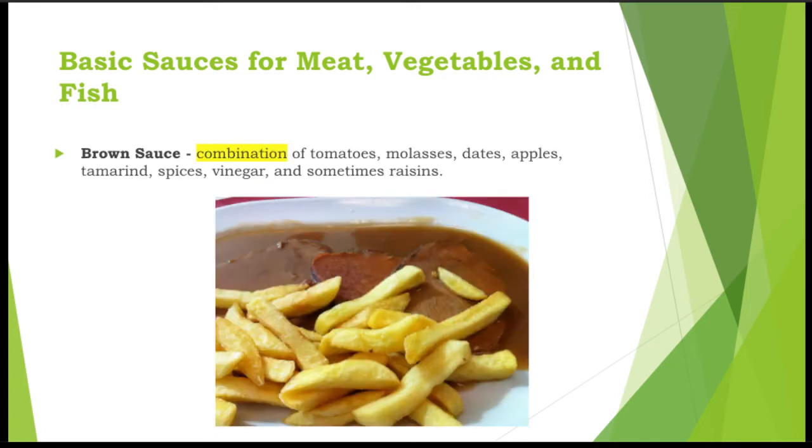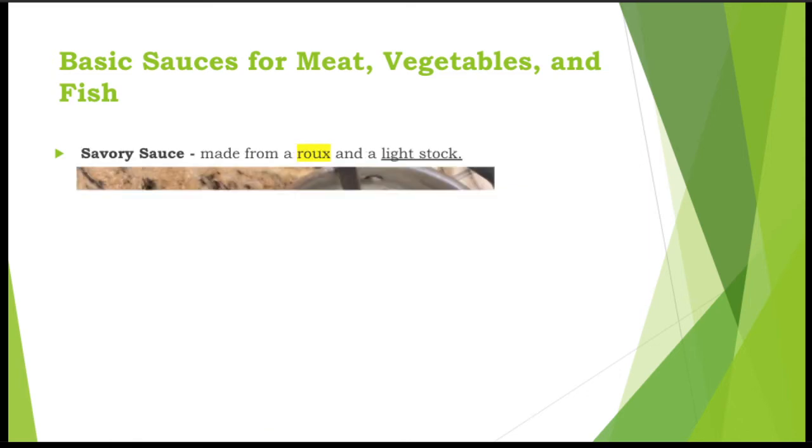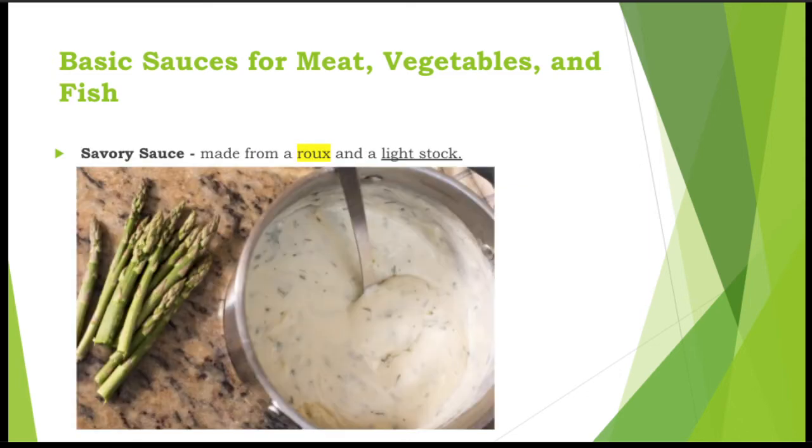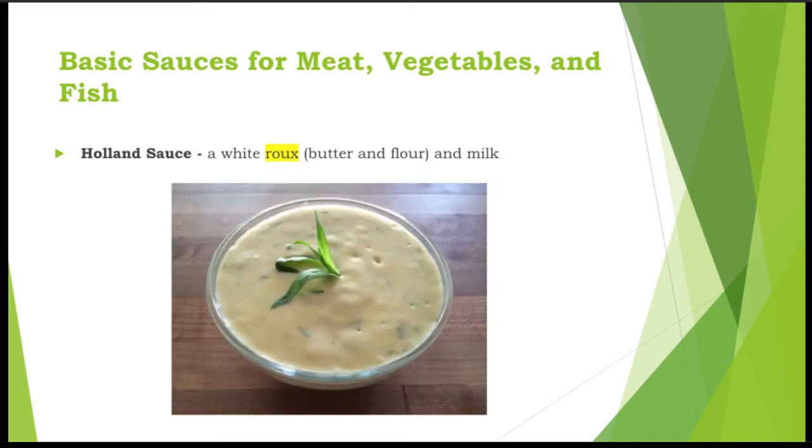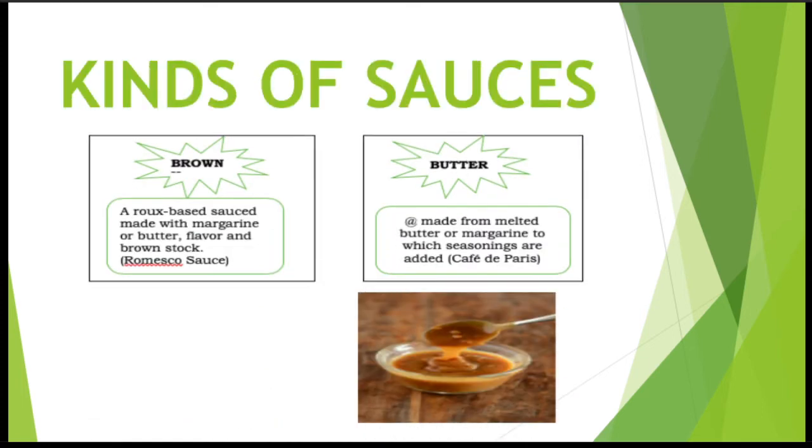Next, we have the brown sauce. It's a combination of tomatoes, molasses, dates, apples, tamarind, spices, vinegar, and sometimes raisins. Molasses came from sugarcane. We have savory sauce. It's made from roux and a light stock. The Holland sauce is a white roux, butter and flour, and milk. When we talk about the white roux, it's a combination of butter, egg yolk, and lemon juice with seasoning for accent.